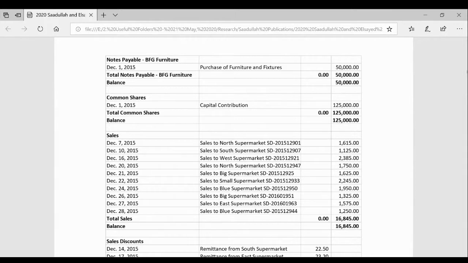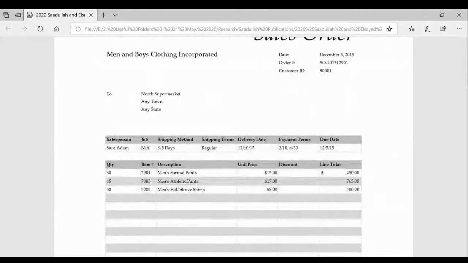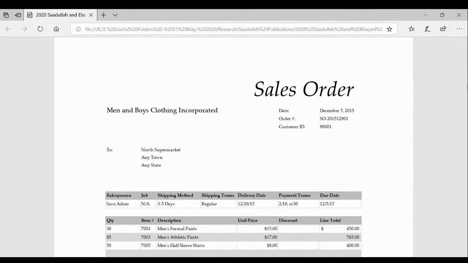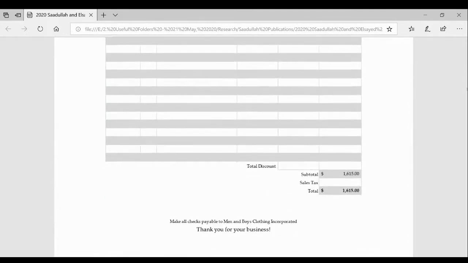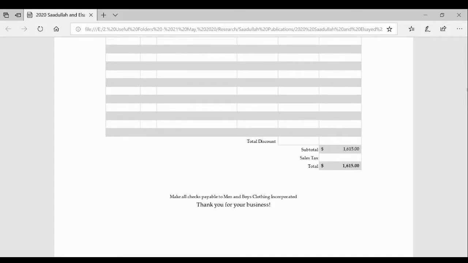So we have here this sale recorded to North Supermarket. So we want to see if there is an invoice for this, right? So we go back, we see in the client records can we find an invoice, and can we find a sales order, and can we find a shipping document? So here you have a sales order. Do you see North Supermarket? This is December 5 date and 1615. So we see it. Do you see it? Are you looking at it?